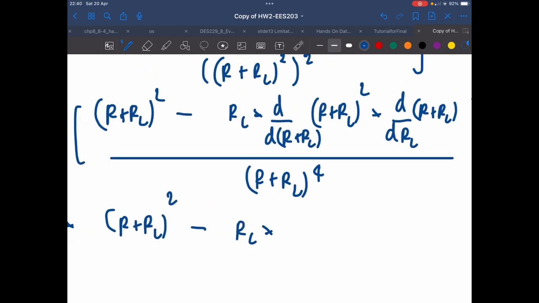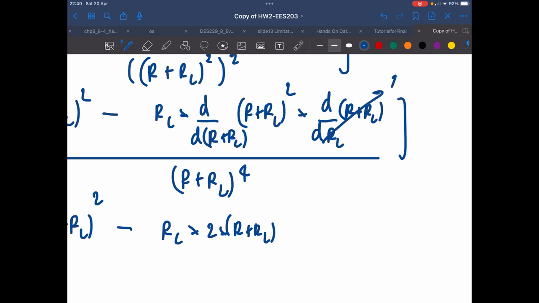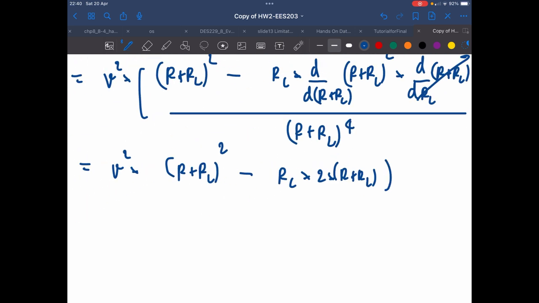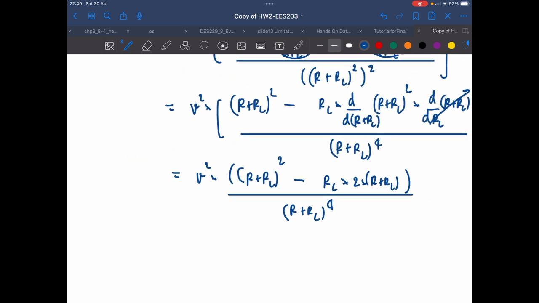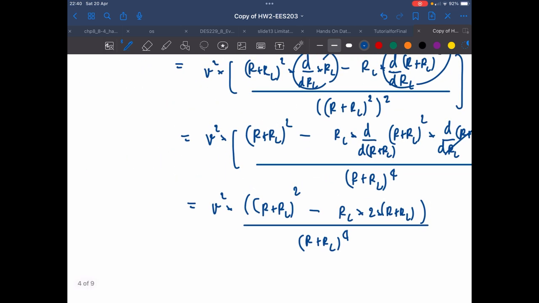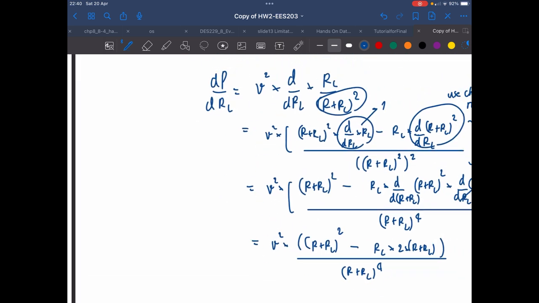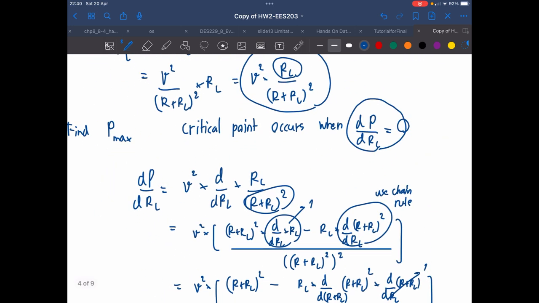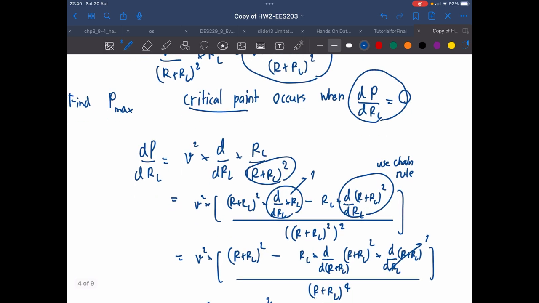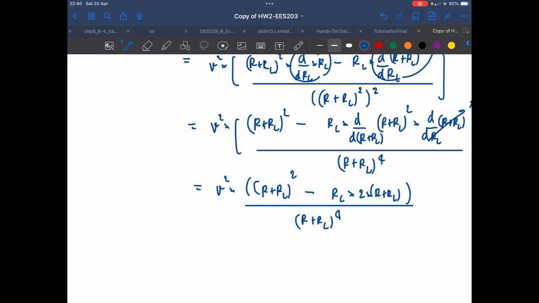This part will get 2, right? 2 times R plus RL, and this equals 1 of them divided by R plus RL to the power of 4. Let's keep it this way, even though we can simplify it more, but you will know the risk behind it. Now, according to this formula, we want to find the critical point occurring when the derivative of this function equals 0, right? Now let's apply that condition.